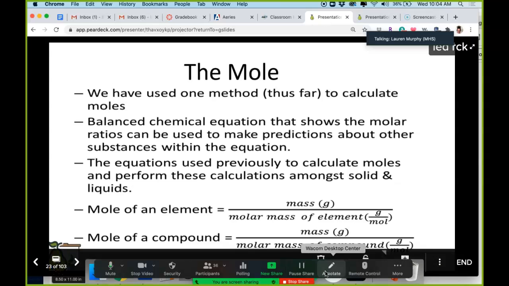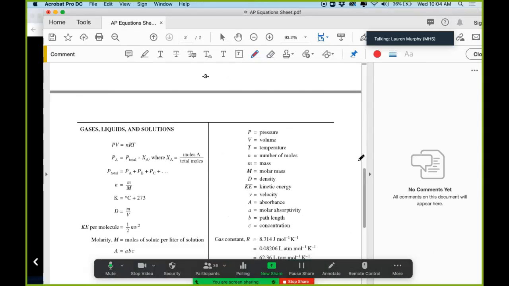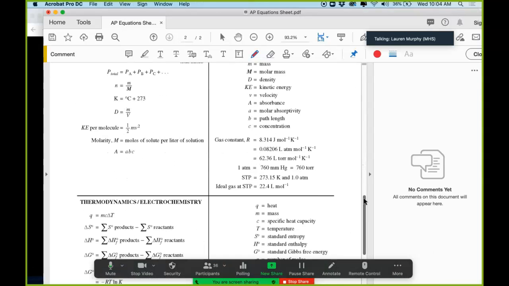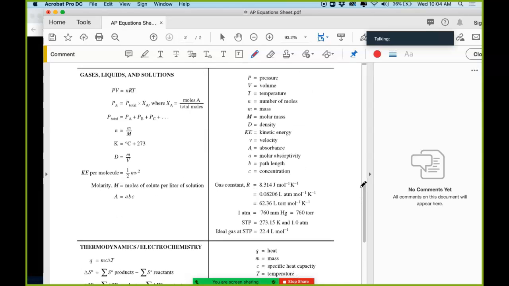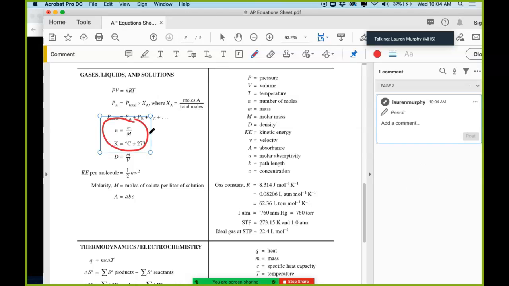Now, believe it or not, they give you this equation on your equation sheet. So if you look down on the second page, and you look right here, the answer key, or I guess I call this the legend, this tells you what each variable stands for. So n stands for moles, m stands for mass, and big M stands for molar mass. So moles is mass over molar mass. Now, you guys actually already knew this, okay? You knew this because you knew how to convert mass and molar mass to get moles.